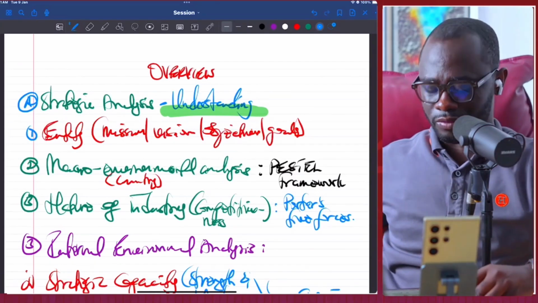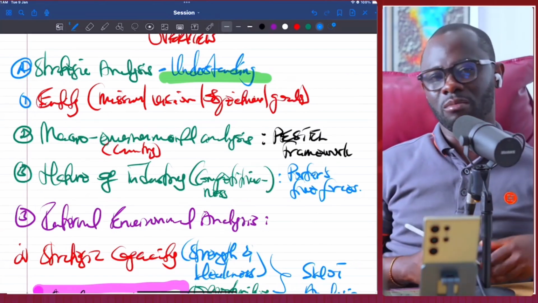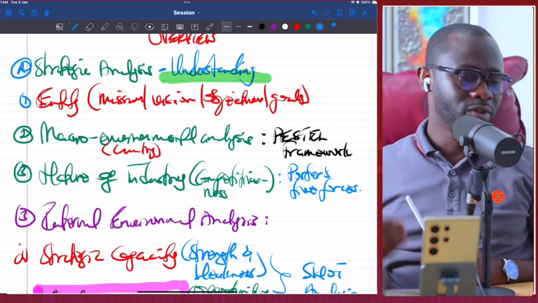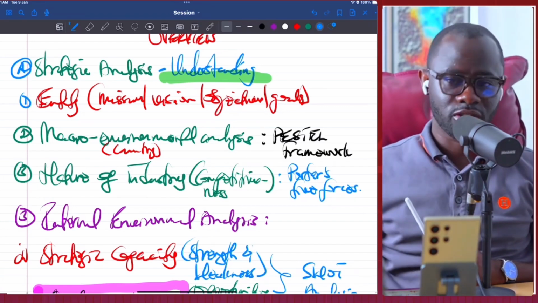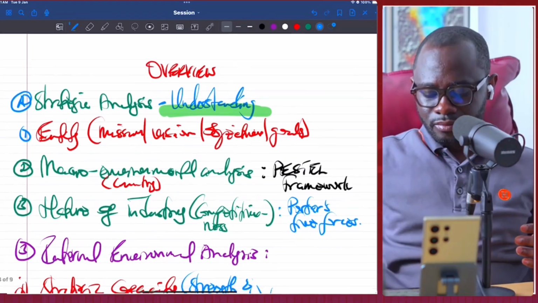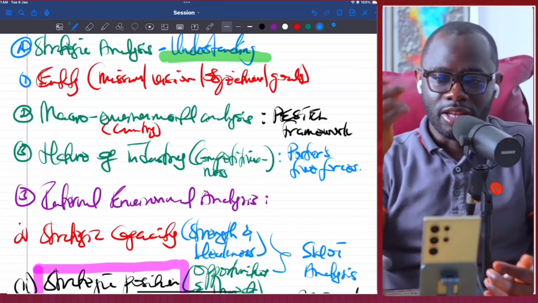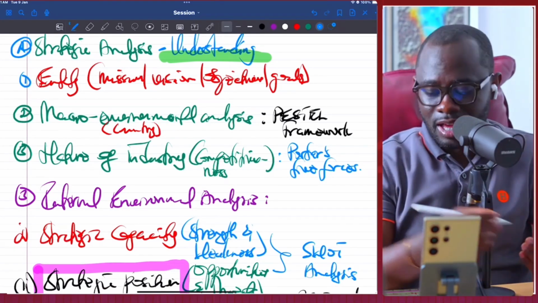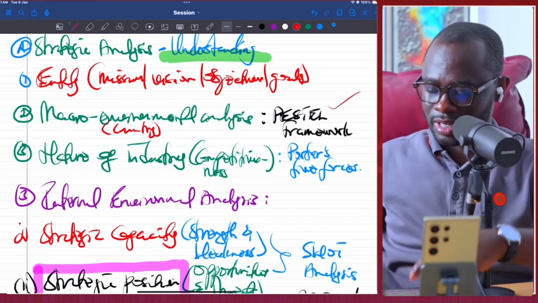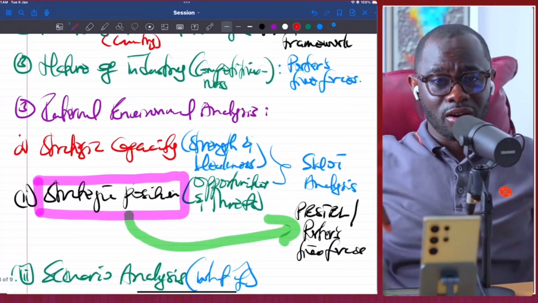So let's look at the overview of the syllabus generally. Our syllabus is divided into, among other things, about 5 segments, although it can just be broken down into 3. But for the purpose of my presentation, into 5 or 6 segments. The first part is going to be strategic analysis. So we have to know about the mission statement, vision statement, objectives. Then we will come to macro environmental analysis using the PISTOL framework, competitive environmental analysis using Porter's 5 forces. Then we will come to internal environmental analysis.